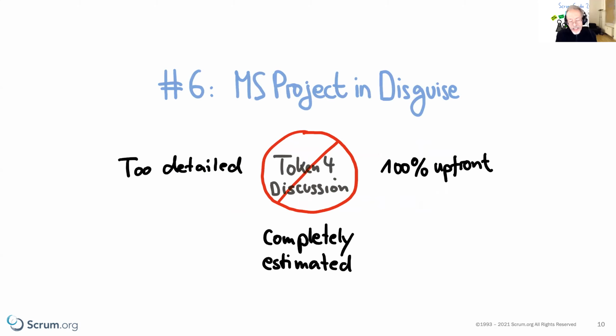Closely related to that and easily recognizable as well: if you use your product backlog as some sort of Microsoft Project planning in disguise, you can instantly see and feel this. It really looks like a project plan. The items are typically too detailed. There are way too many of them created upfront, and often they are completely estimated. This is completely defying the idea of empirical process control that we apply in Scrum, right? That we create feedback loops to inspect and adapt what we're planning to do next.